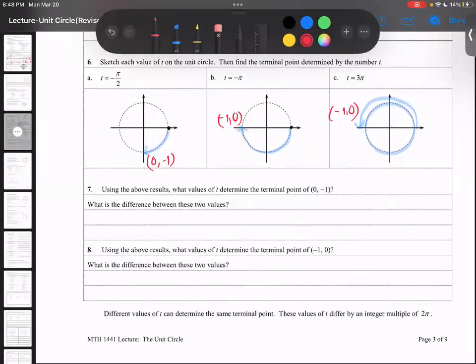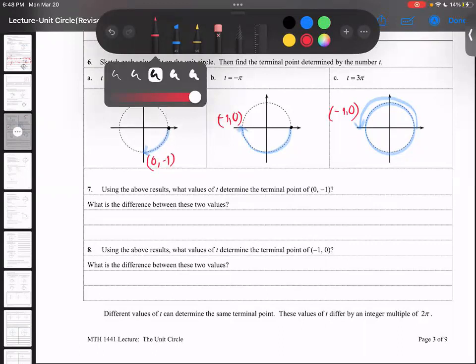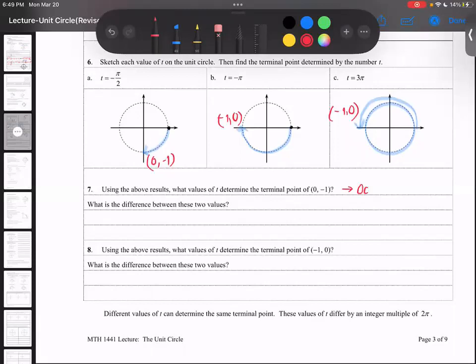Use the above result, number 7 said, use the above results. What value of t determines the terminal point (0, -1)? Well, if you go multiples of pi, then you end up at (-1, 0), right? Say 1 pi, 3 pi. I would have said odd multiple of pi, right? 1 pi, 3 pi, 5 pi, 7 pi, etc. Or negative pi, negative 3 pi, negative 5 pi, right? So odd multiple of pi.